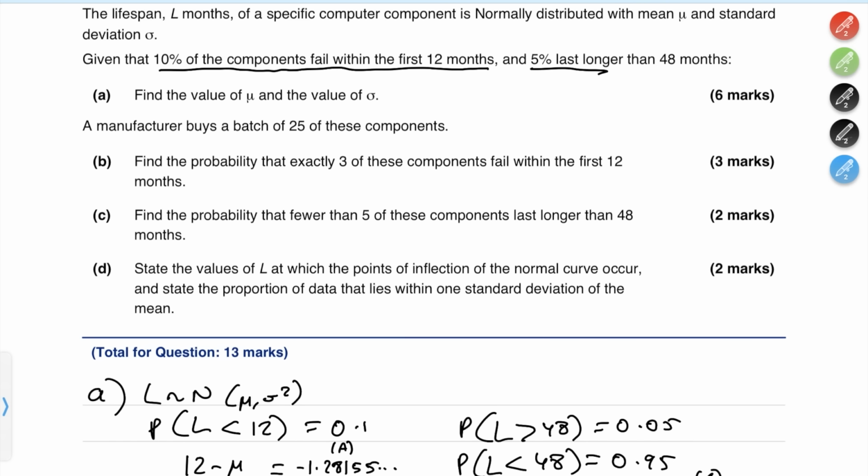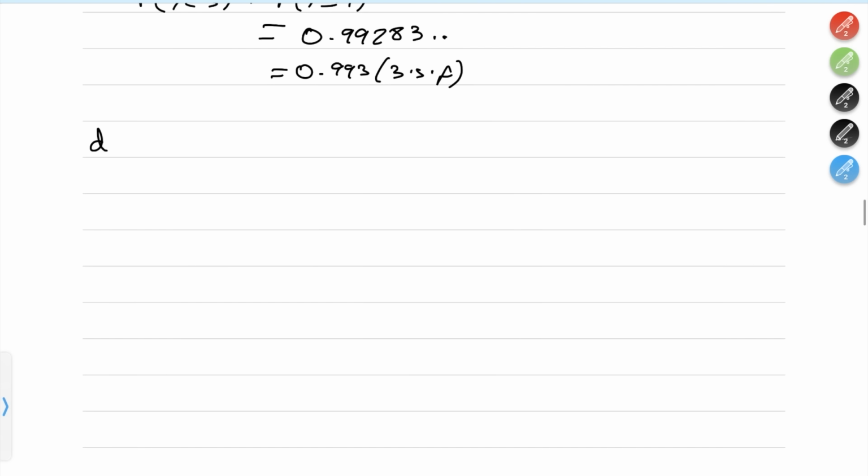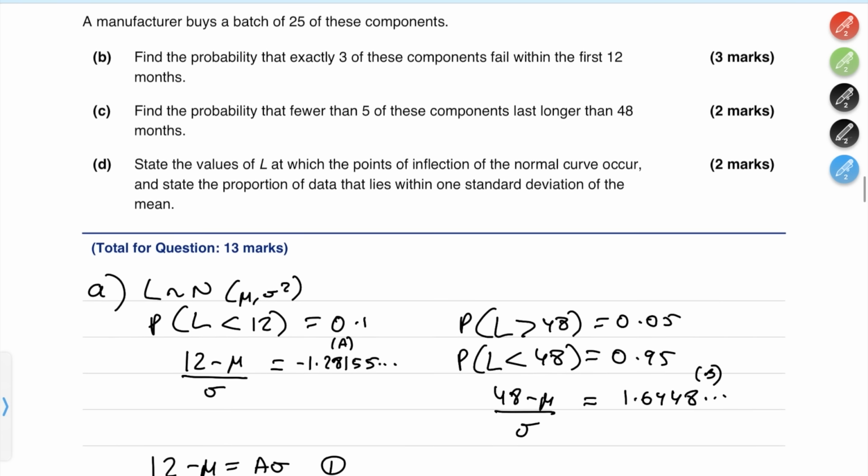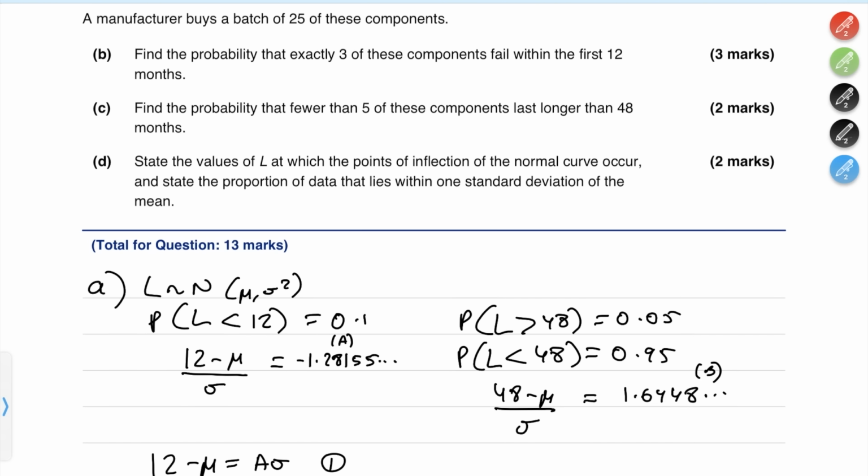So now, part D. State the values of L at which the points of inflection of the normal curve occur, and state the proportion of data that lies within 1 standard deviation of the mean.